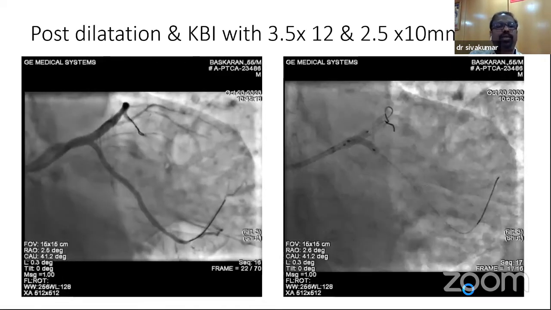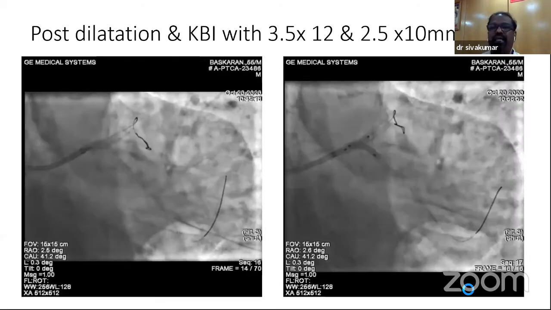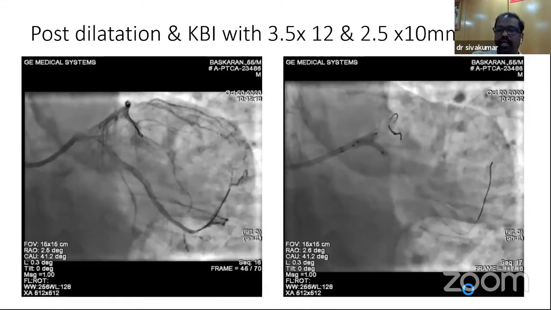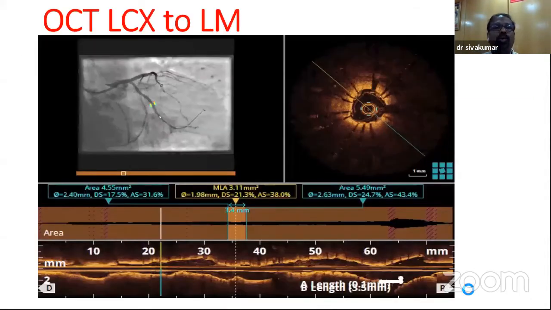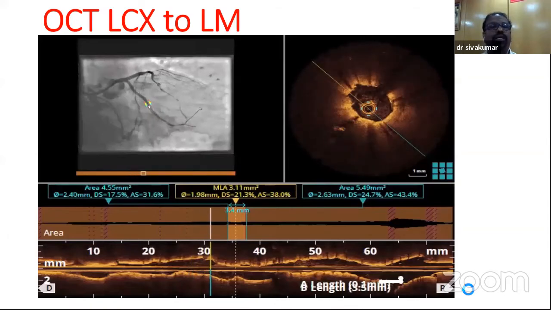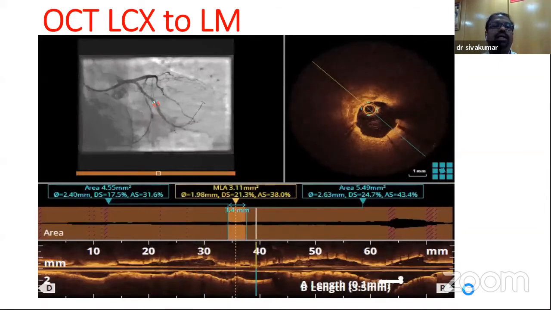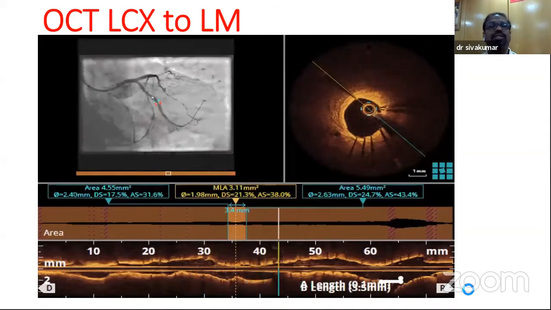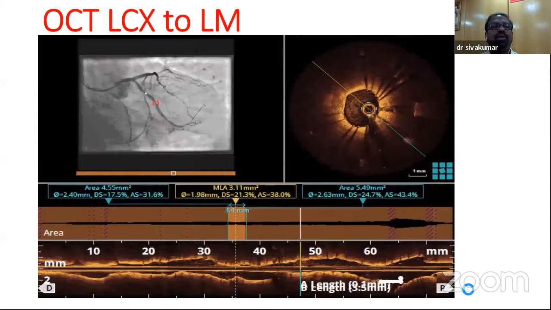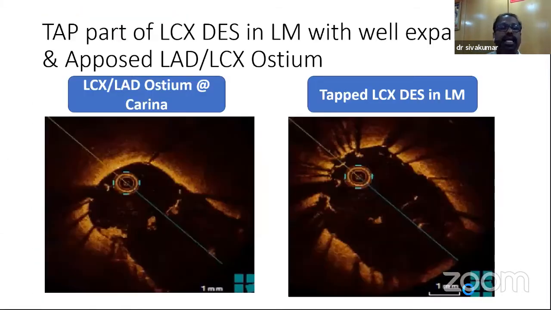Of course, we did post-dilatation, kissing, all that. I think we used 3.5 and 3. It's wrongly mentioned here. And now we did a pullback from LCX to LM, just to make sure that the LCX stent distally landed okay, no outflow, no edge issues, expansion is good. If you come closer to the carina, which is the point of interest here, you can see exactly at the carina, the LCX stent is well apposed, well expanded at the ostium.